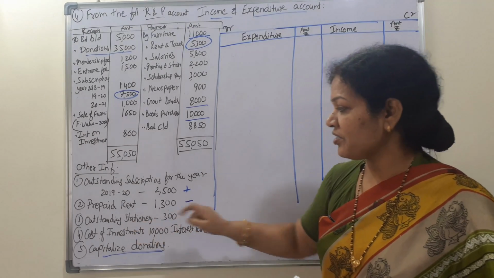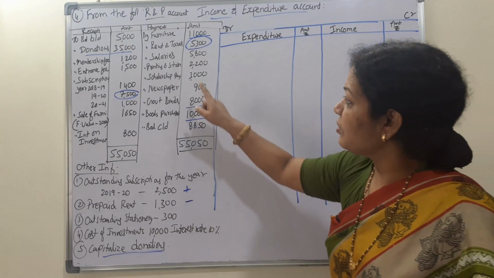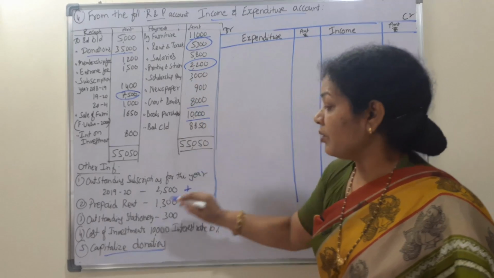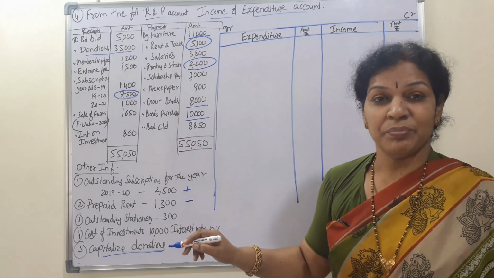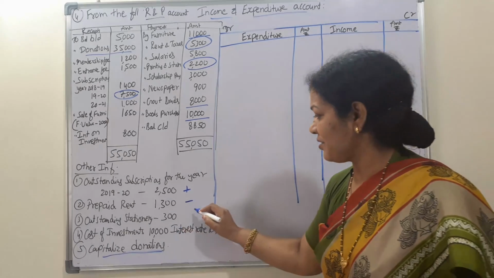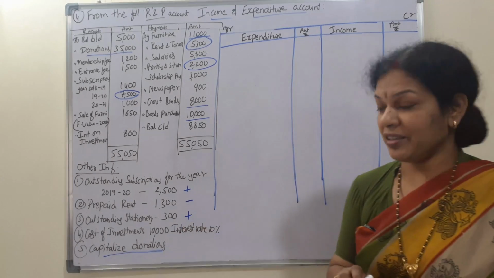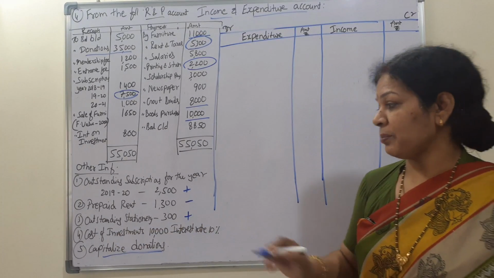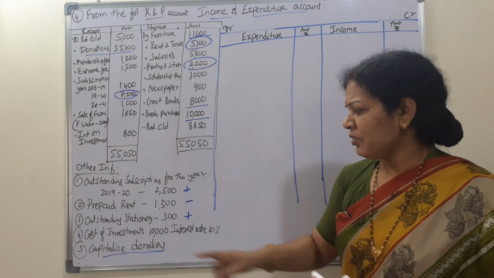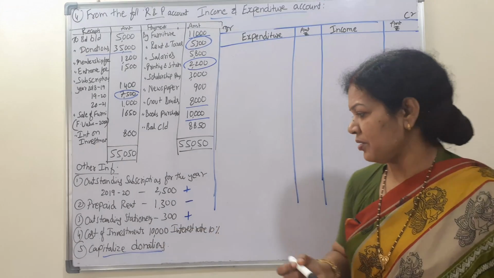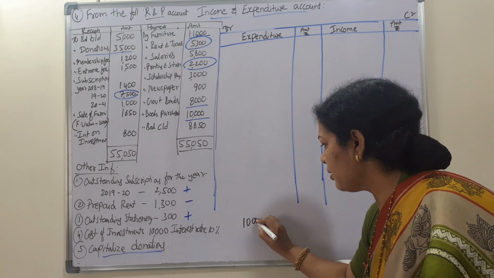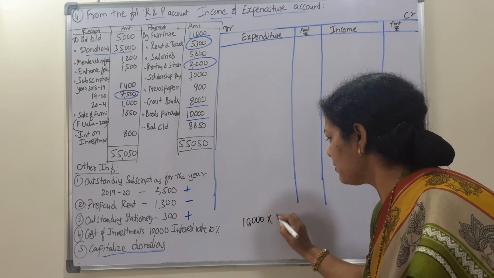Next, outstanding stationery. Where is stationery? It is here. Outstanding means payable this year only, so we'll add it. We are going to add this. Next, cost of investments 10,000, interest rate is 10%. Total investments cost is 10,000. Interest rate is 10%. 10,000 into 10%.